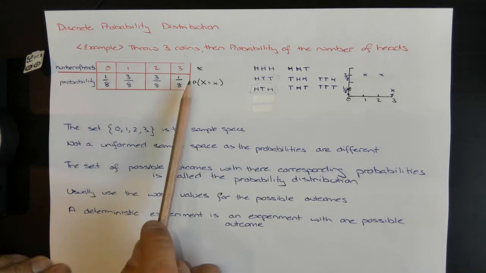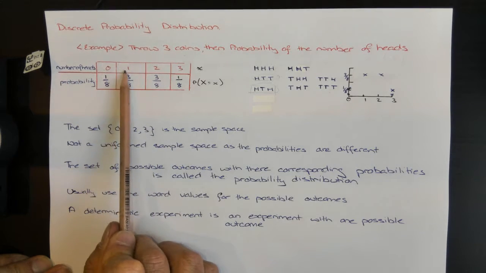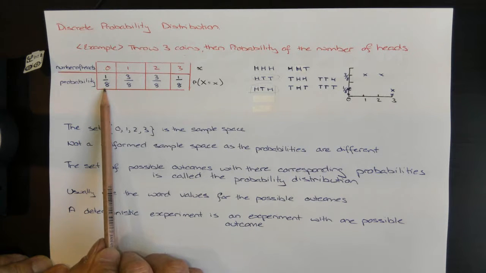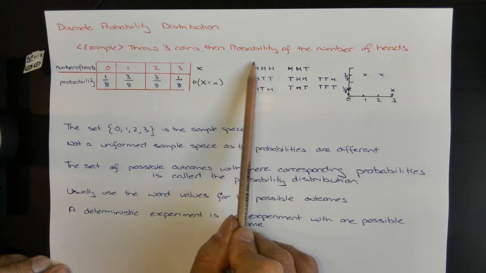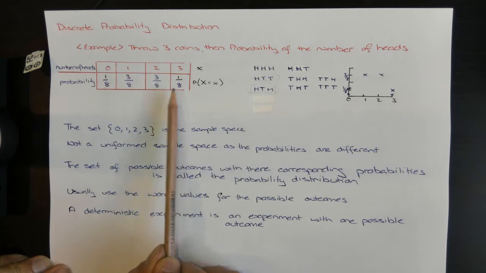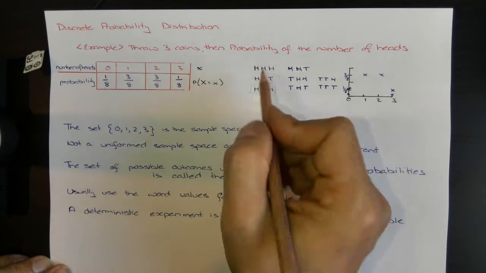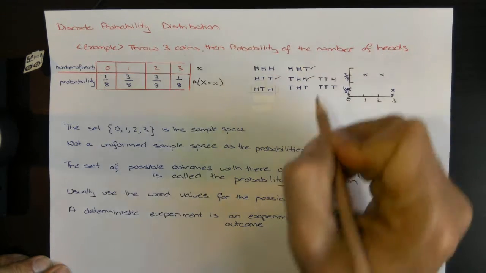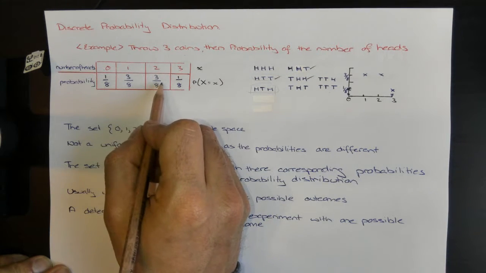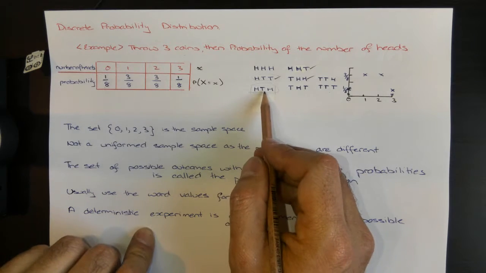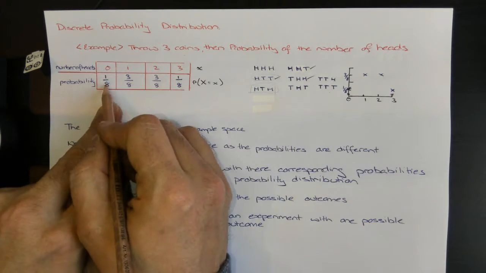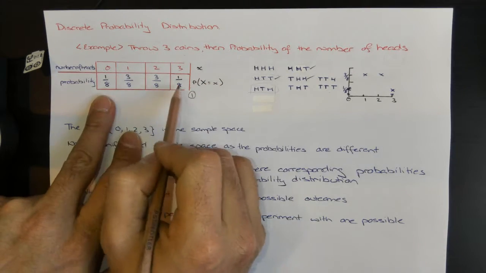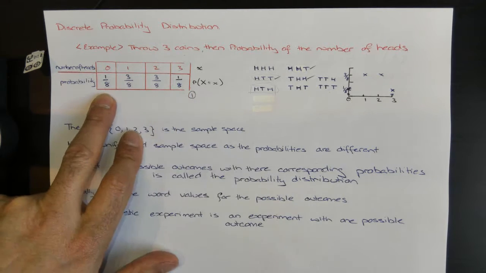So what I've done is create a table. The number of heads could be 0, 1, 2, and 3. The probability of getting no heads is 1 out of 8. The probability of getting 3 heads is also 1 out of 8. The probability of getting 1 head is 3 out of 8, and the probability of getting 2 heads is another 3 out of 8. This needs to add up to 1, because the probability of all of it occurring has to equal 1. So this density must equal 1.